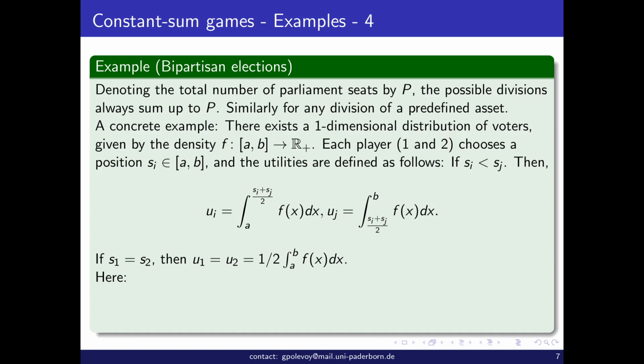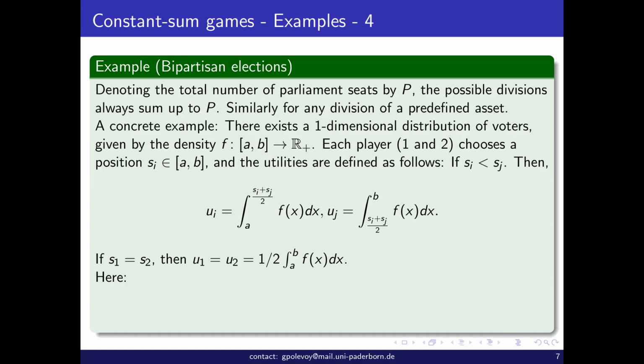So if one of them is smaller than the other one on this line, then the utility of the smaller player is the total number of those who are close, the total density. So it's the total number of voters who are closer to Si than to Sj, which is simply the integral between the left boundary and the middle of those two players. And what the other player gets is the number of those who are closer to him, which is the integral between the average of Si and Sj and the right border of this segment of the density function.